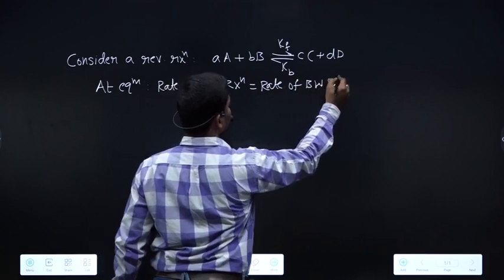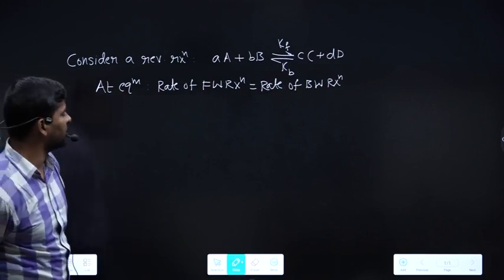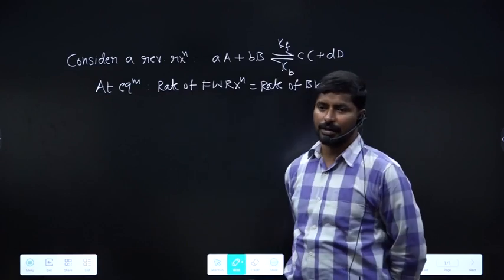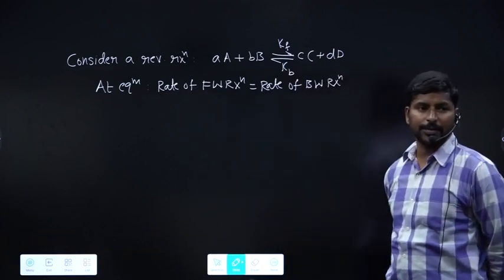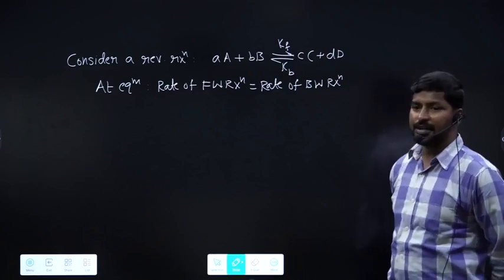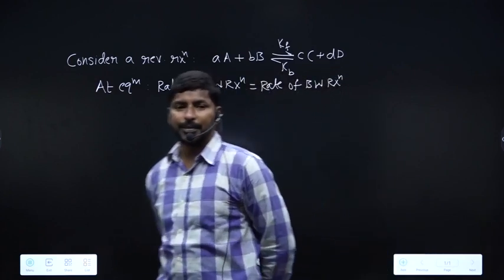At equilibrium, the rate of the forward reaction is equal to the rate of the backward reaction. So even after reaching equilibrium, the reaction takes place. Both the forward reaction and the backward reaction occur, but with the same rate.